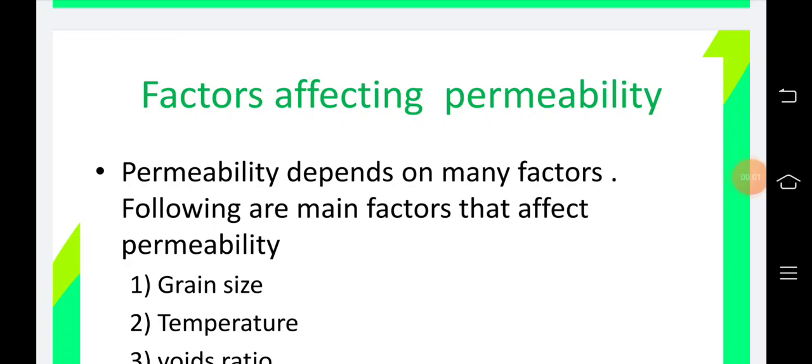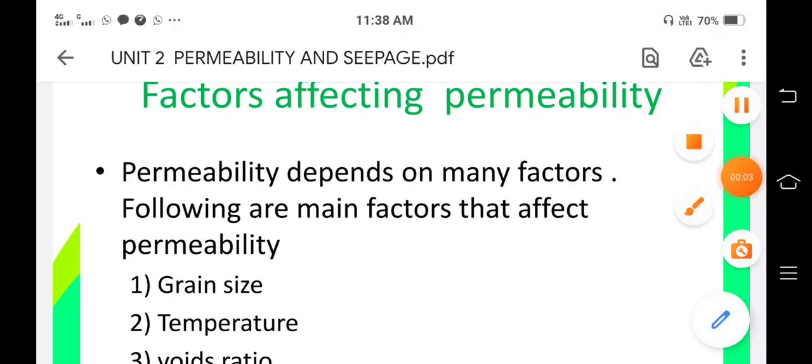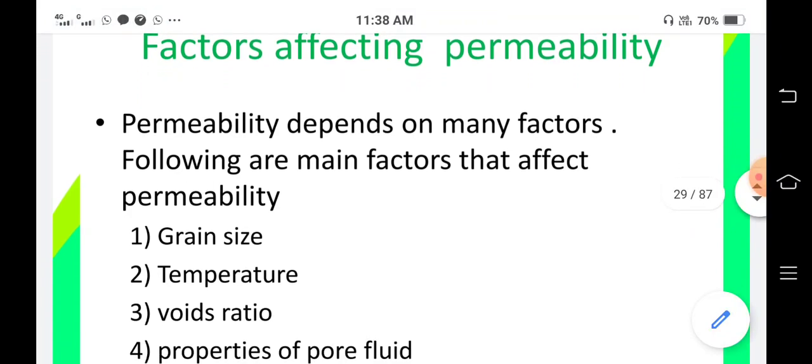In the last lecture we were discussing the factors which affect the permeability. Permeability depends upon many factors, and there are various factors, listed below.